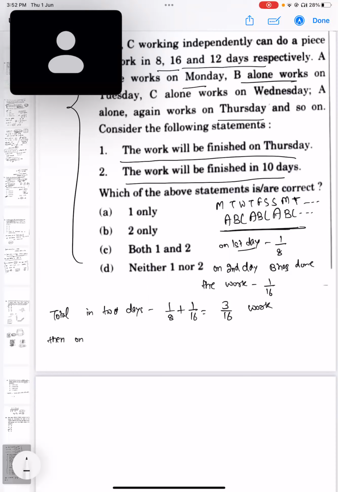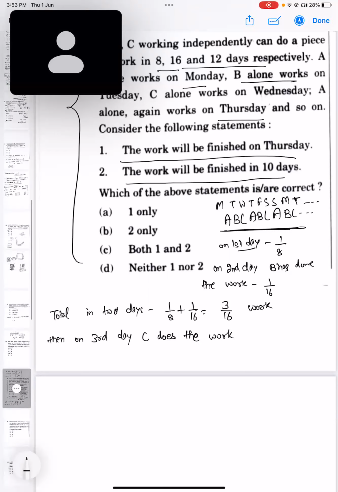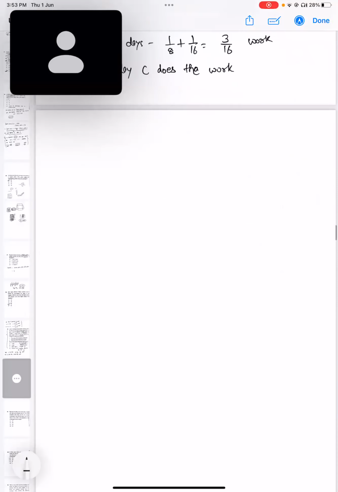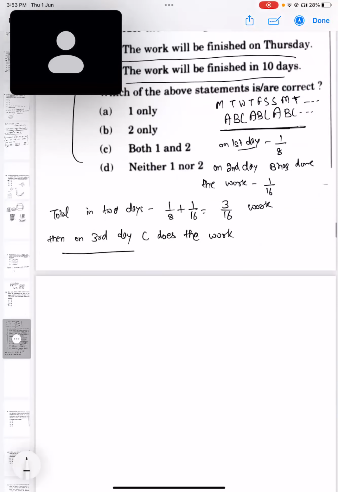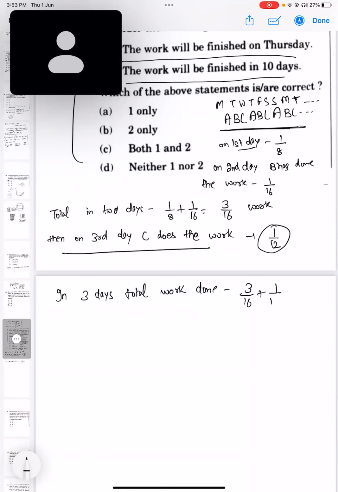Then on the third day, C does the work, right? We know that in one day, C does 1 upon 12 work. So in 3 days, total work done is 3 upon 16 plus 1 upon 12, which is 13 upon 48. Fine. So in the first 3 days, 13 upon 48 work is done.